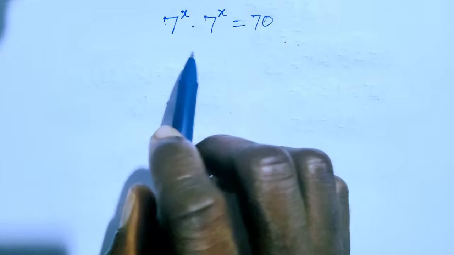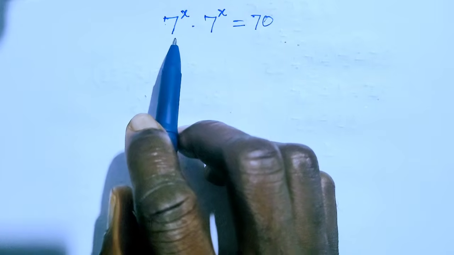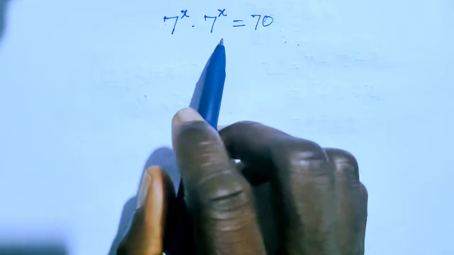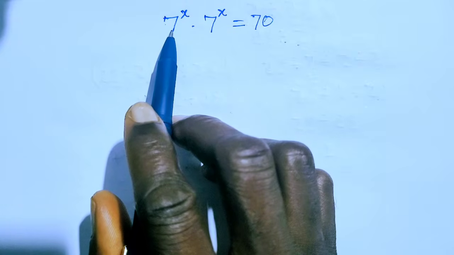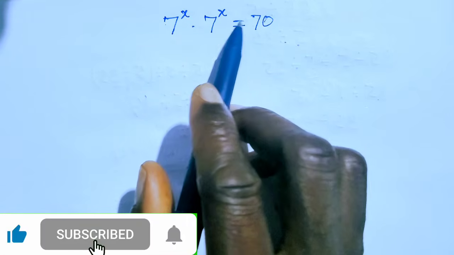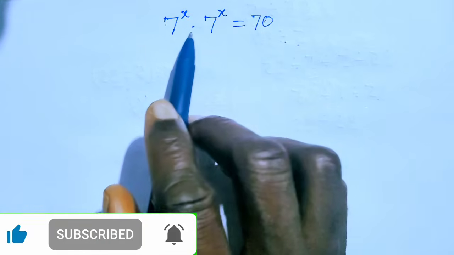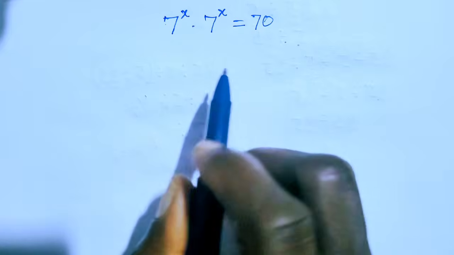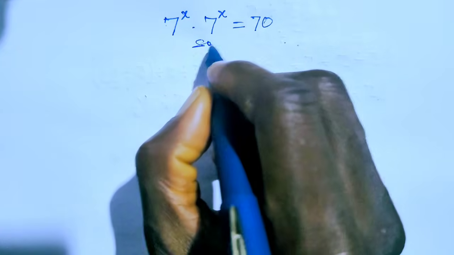In this video, I'm going to teach you how to solve this interesting Olympiad exponential equation right here. We have 7 to the power of x multiplied by 7 to the power of x equals 70. We have to find the value of x that will satisfy this equation right here. Now let's have a solution.